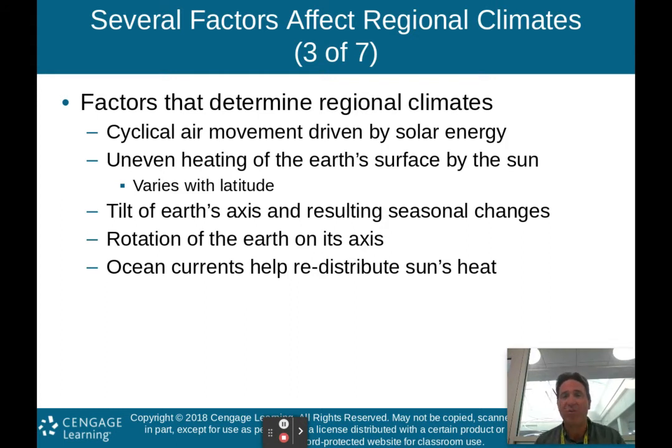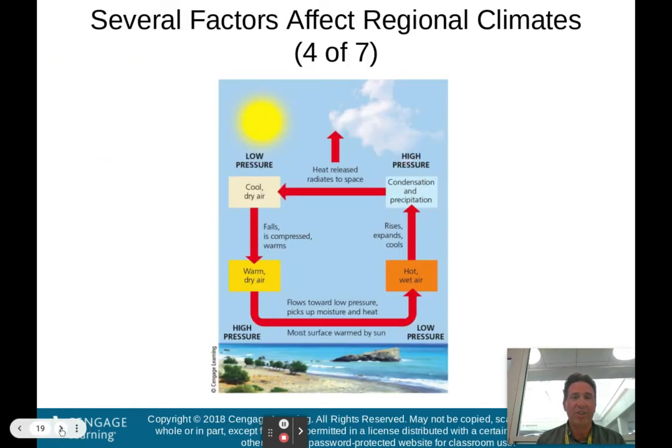Tilt of Earth's axis and resulting seasonal changes. Again, back to Earth science, think about that 23.5 degree tilt of Earth, and that causes the seasons. Rotation of Earth on its axis, and again, the ocean currents help redistribute the sun's heat.